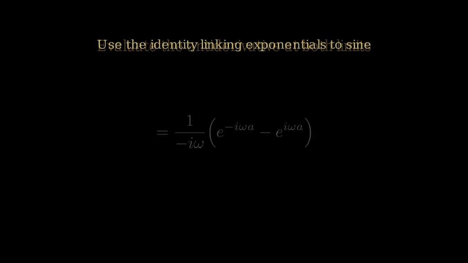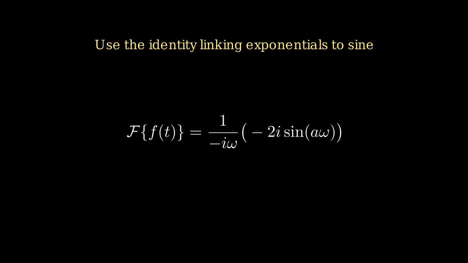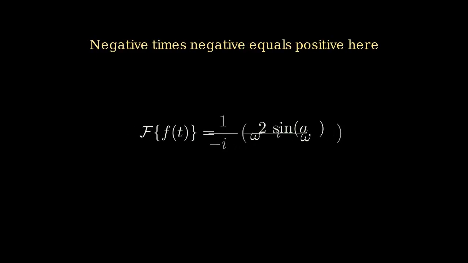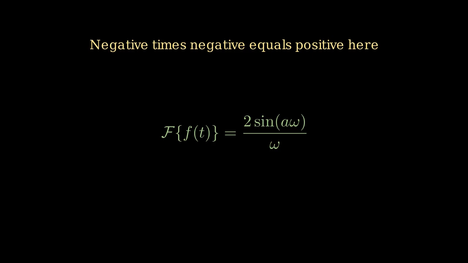Using the identity that connects e to the power of i theta and e to the power of negative i theta to the sine function, the quantity in brackets simplifies to negative 2i times the sine of a omega. So we get 1 divided by negative i omega times negative 2i sine of a omega. The negative signs and the i's cancel neatly, leaving a real valued result. Carrying out this integral gives the transform 2 times the sine of a omega divided by omega.